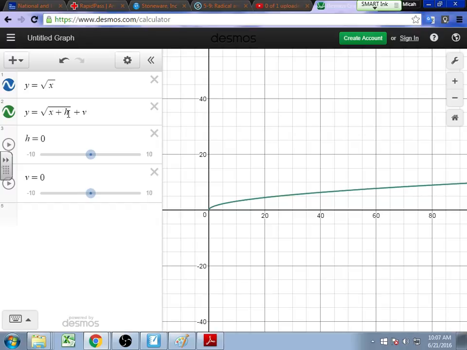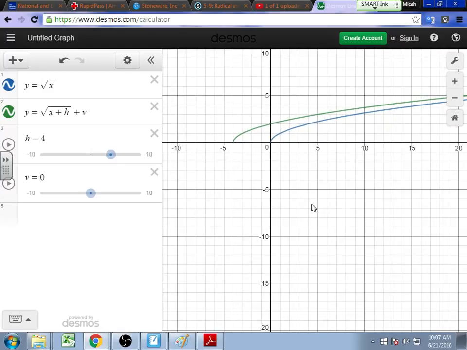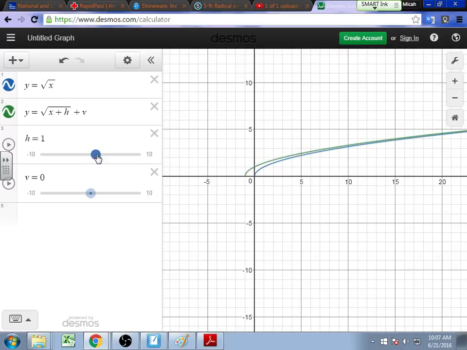What happens as I increase h? So like what you have is x plus 4. So watch my green graph compared to my blue graph. As I make my h become plus 4, what is my green graph doing? Sliding. Sliding what? Shifting. Shifting left, right? Because there was my parent function, with that being 0, and as I added 4, it went left.